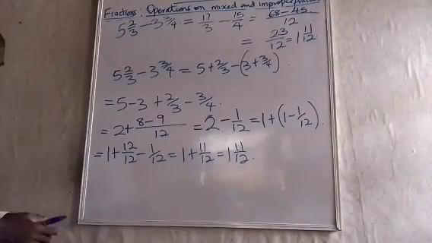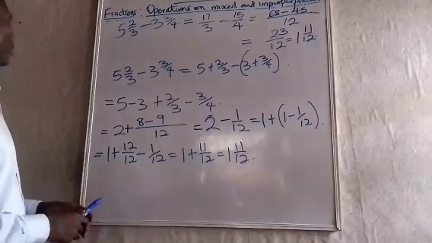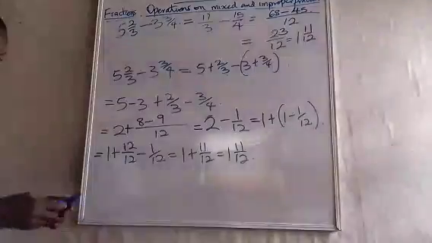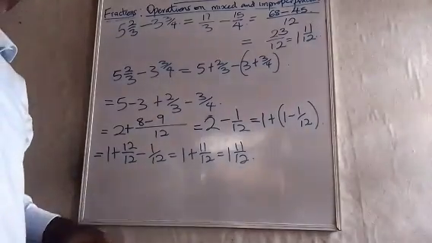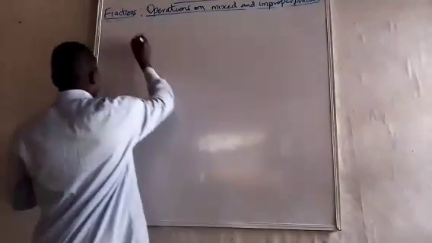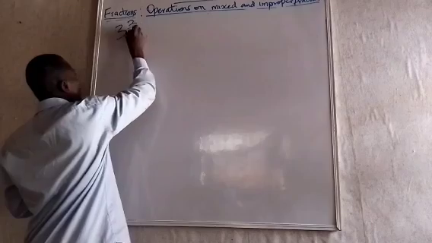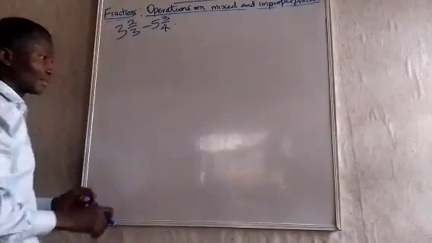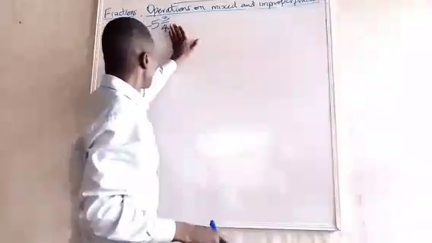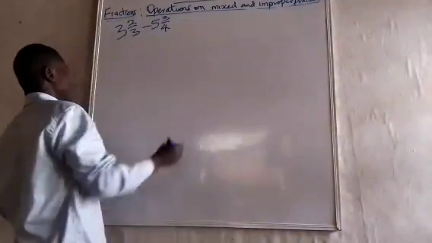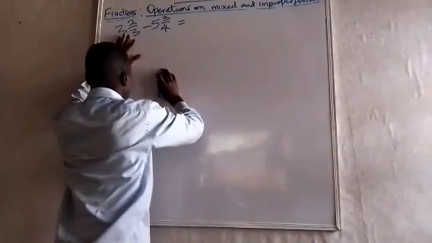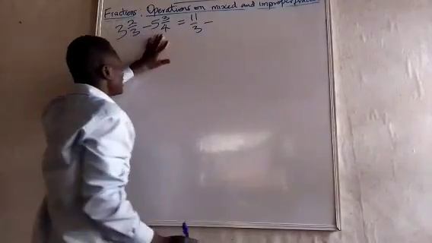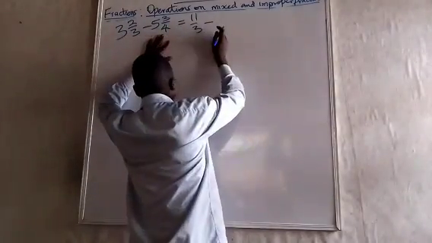Now, I want to look at the situation where the one behind is smaller than the one in the front. We have done the one for addition. So now, let's look at what it will be like. Now, let's look at an example like this: 3, 2 over 3, minus 5, 3 over 4. I said the best thing is to convert to improper fraction. So you can have it like this: 3 times 3, 9, plus 2, 11 over 3, minus 5 times 4, 20, plus 3, 23.